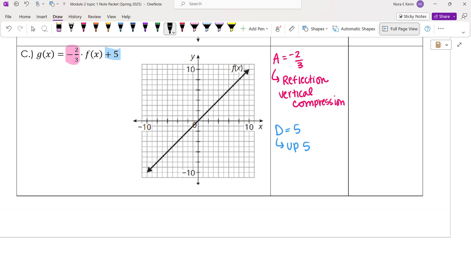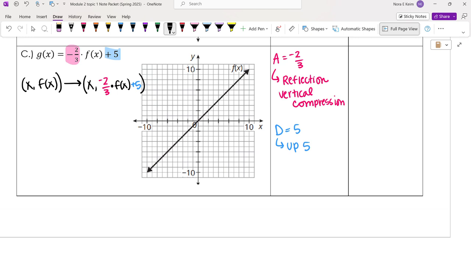So originally, let's talk ordered pairs. I would have an ordered pair at x comma y, or x comma f of x. What's going to happen though is because of my transformations, my x is going to stay the same, but now I'm going to take negative 2/3 times f of x plus 5. So whatever the y value is, I multiply it by negative 2/3 and then I add a 5 to it.